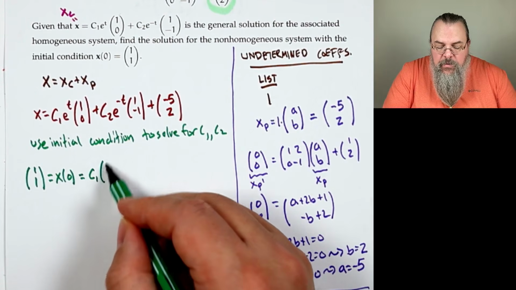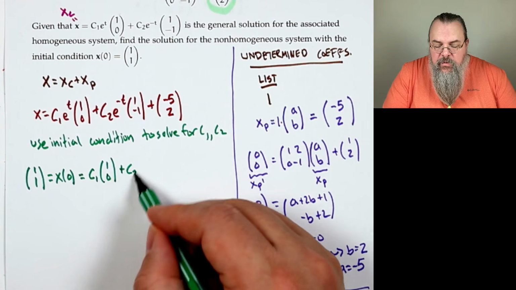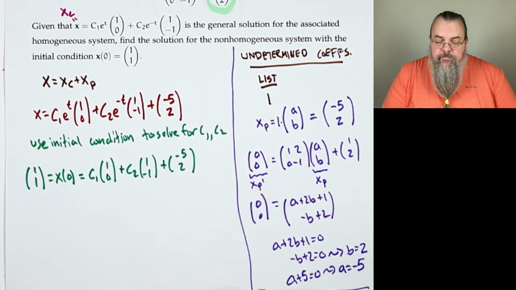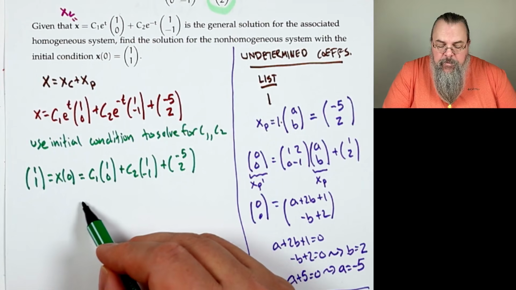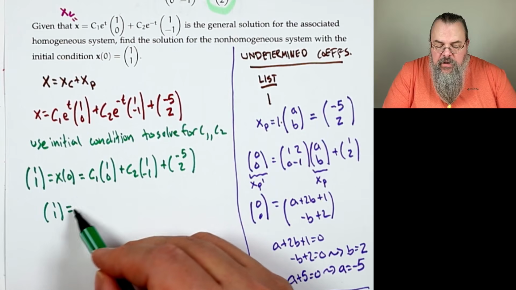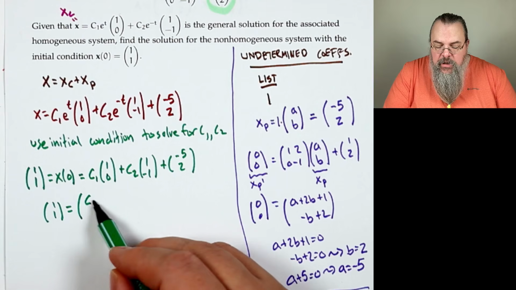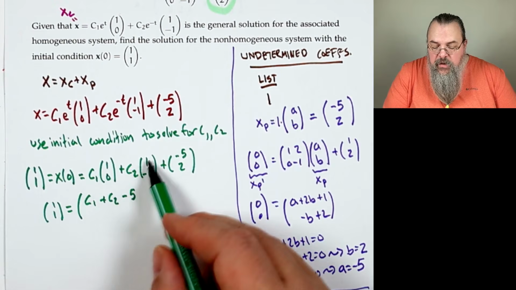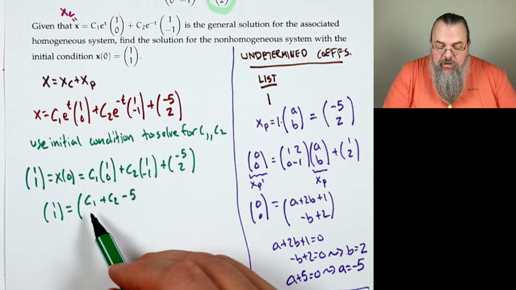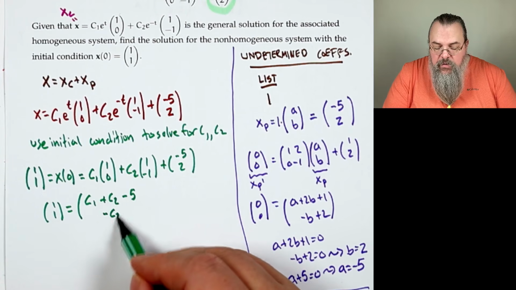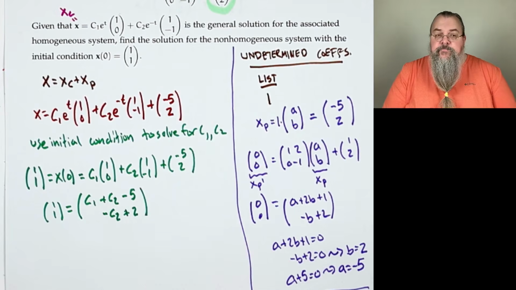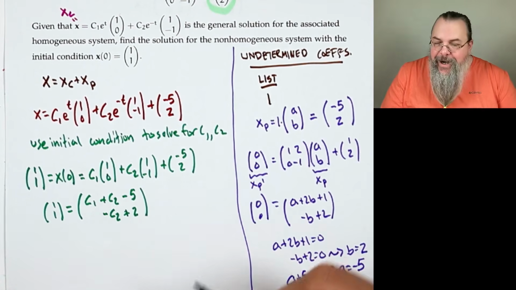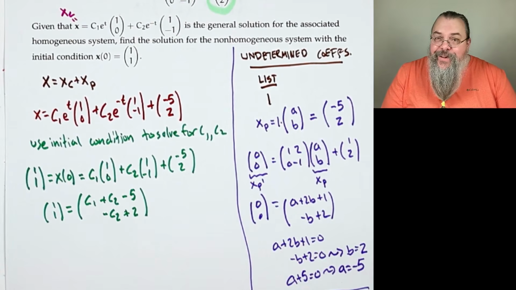That's C1 times (1, 0), plus C2 times (1, minus 1), plus (negative 5, 2). Put that together, and we get (1, 1) is C1 plus C2 minus 5, and 0 times C1 minus C2 plus 2. So we again get down to two equations, two unknowns. Wow, nice. That happens a lot, doesn't it?